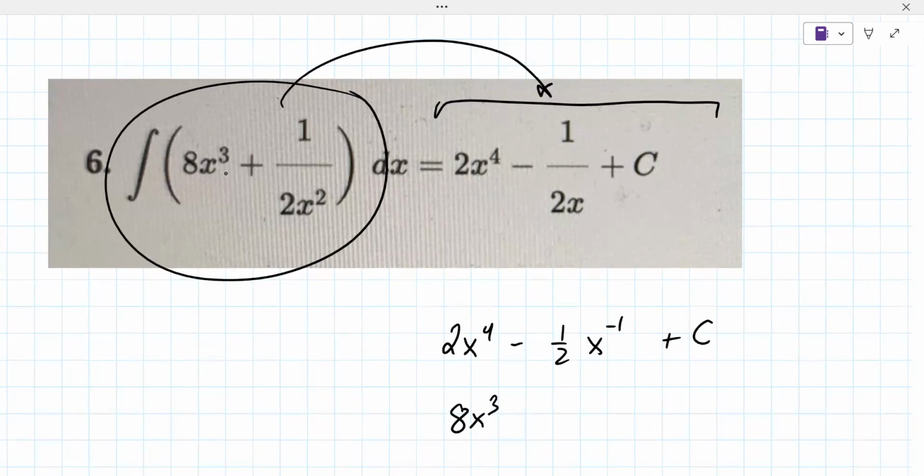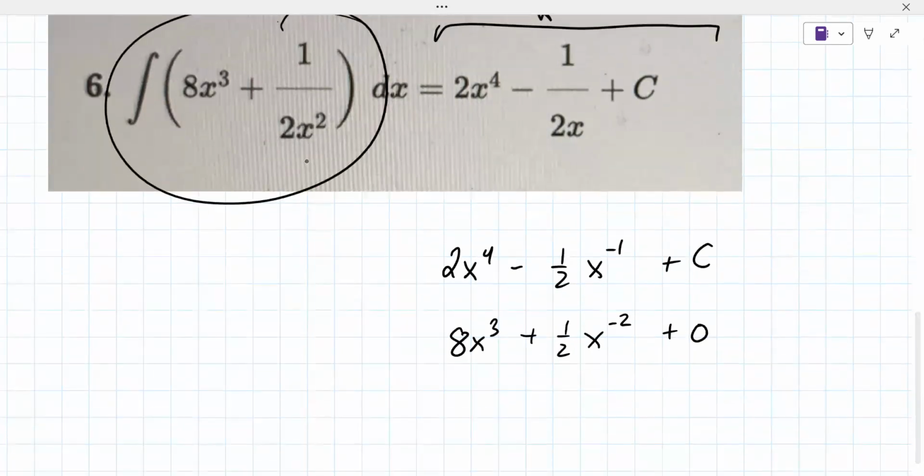As 8x cubed minus, well, plus 1/2 x to the minus 2 plus 0. This is your derivative. And you can see that that is a match for what's there.